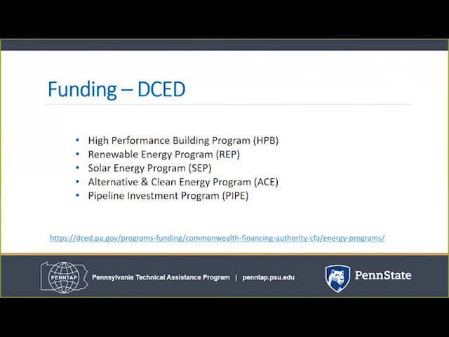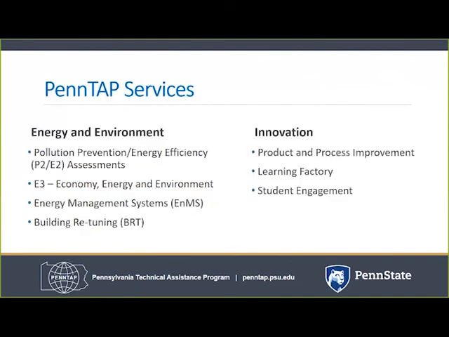I would now like to provide some additional information on PennTAP. PennTAP services fall into 2 categories. The first is provided by the Energy and Environment team and includes pollution prevention and energy efficiency, or P2E2 assessments, economy, energy, and environment, or E3 assessments, energy management systems, or EnMS, and building retuning, or BRT. The second category is what we call innovation services, which include product and process improvement, the learning factory, and student engagement and entrepreneurship.